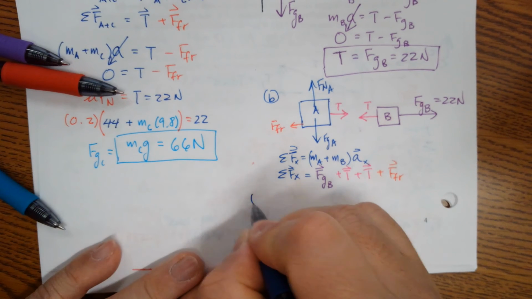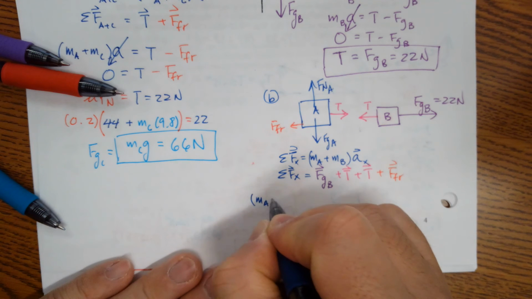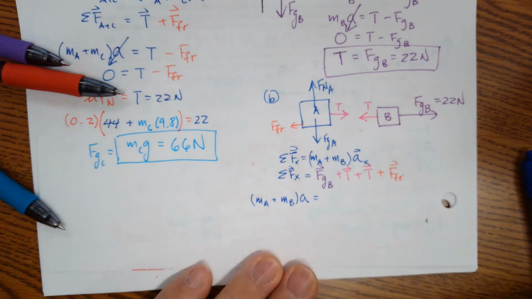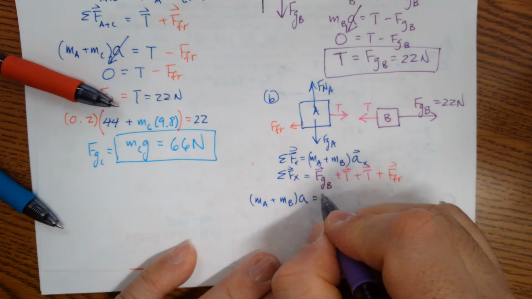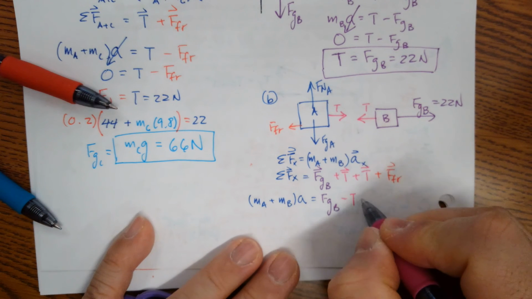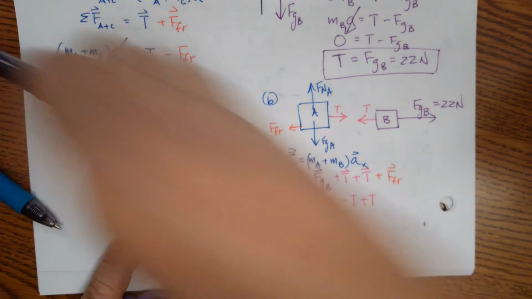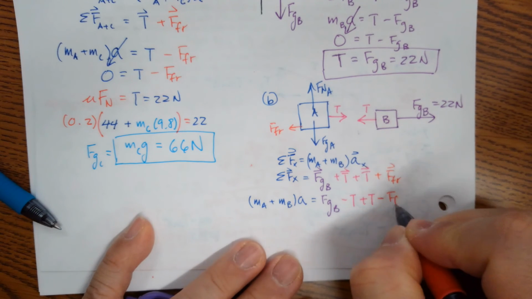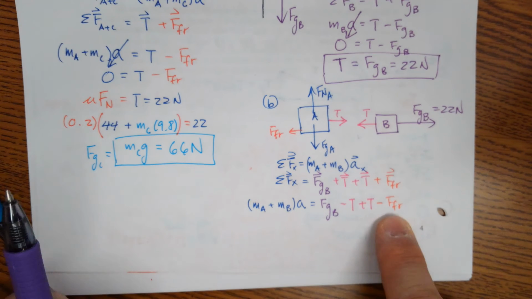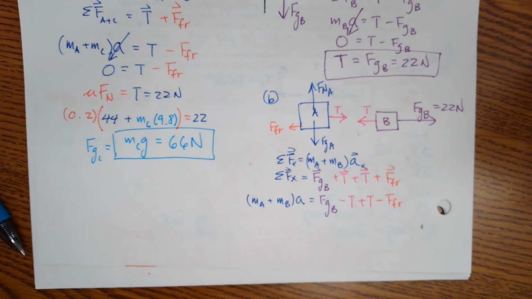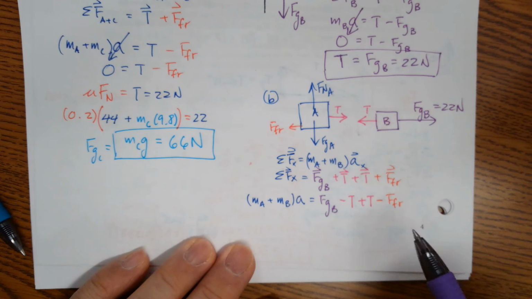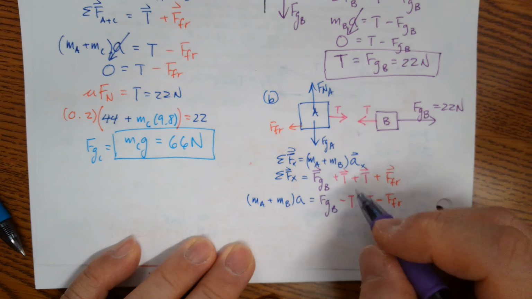So here I have MA plus MB times A is equal to, this is positive, first tension is negative, second tension is positive, and my friction is negative. This friction is going to be different because now the C is off. All right, so these will go.